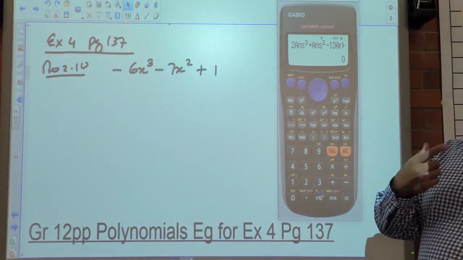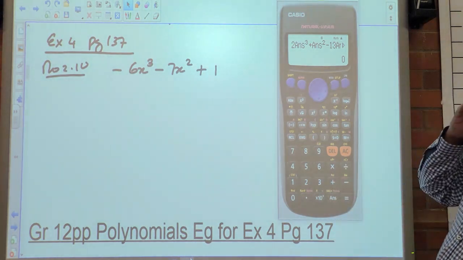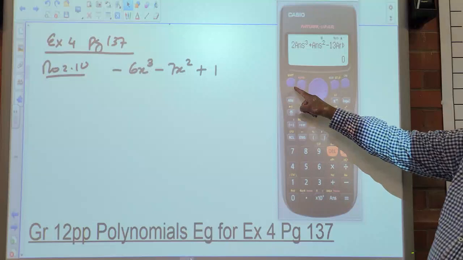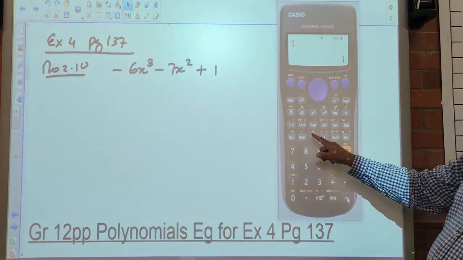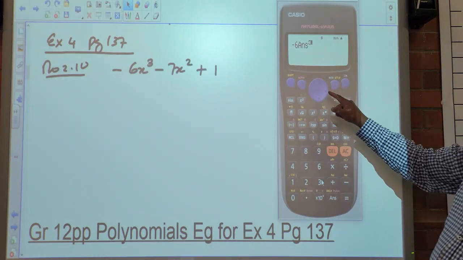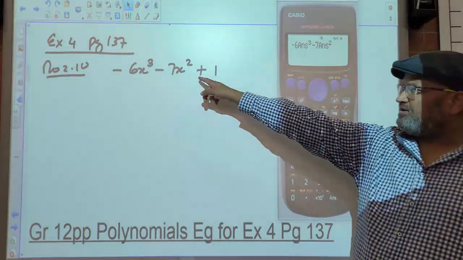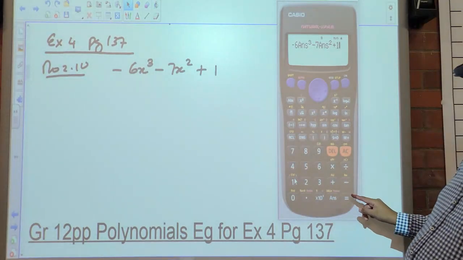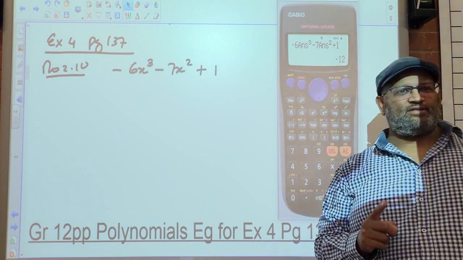And then 2, negative 2, 3, negative 3, 6 and negative 6. So we go, 1 equals. So you say negative 6 answer cubed minus 7 answer squared, plus 1. It's 12. So is 1 a factor? No.